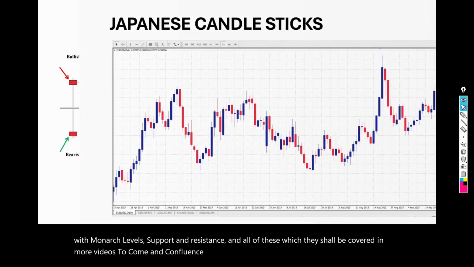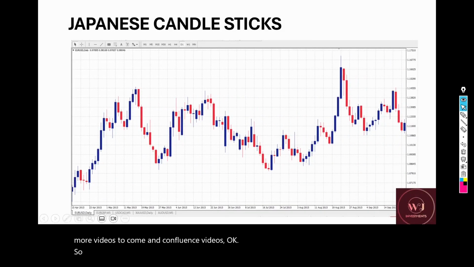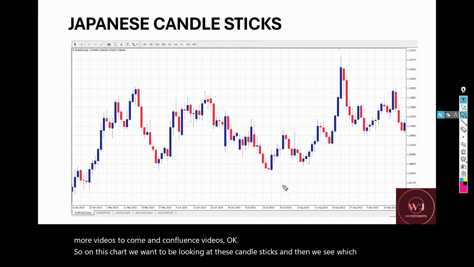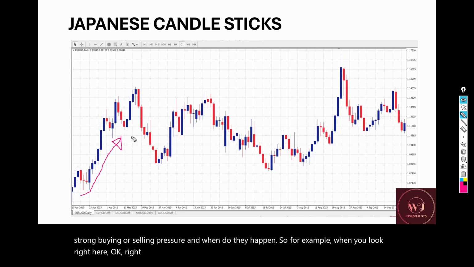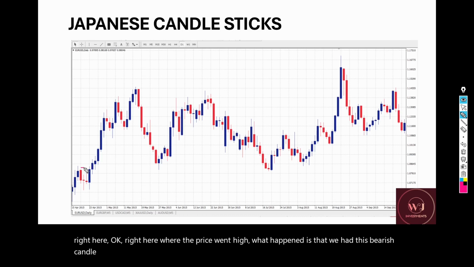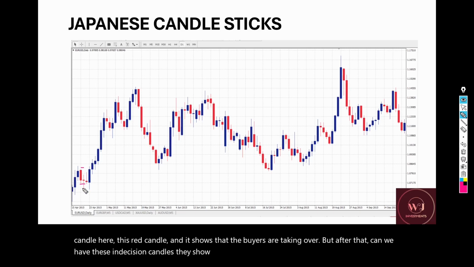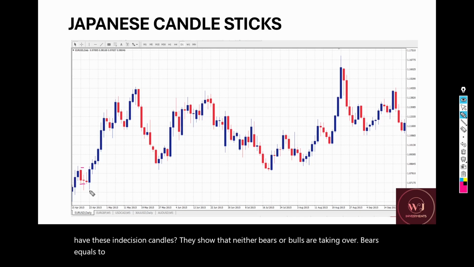So on this chart, we want to look at these candlesticks, and see which ones have strong buying or selling pressure and when they happen. For example, right here where the price went high, we had this bearish candle, this red candle, and it shows that the bears are taking over. But after that candle, we have these indecision candles. They show that neither bears nor bulls are taking over. Bears equal sellers, and bulls equal buyers.